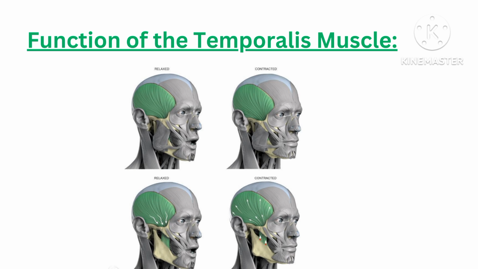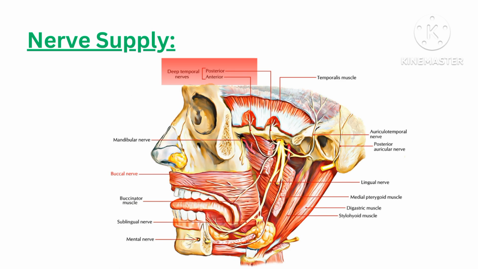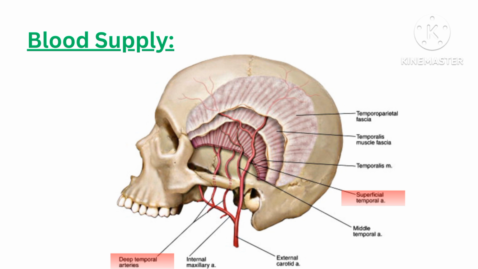The temporalis muscle assists in side-to-side or lateral movement, thus helping in grinding food with molars. The temporalis muscle is innervated by the deep temporal nerves, which are branches of the mandibular nerve, a division of the trigeminal nerve, cranial nerve 5. The temporalis muscle receives its blood supply from deep temporal arteries, which are branches of the maxillary artery, a major blood supplier to the deep structures of the face. Temporalis is also supplied by the superficial temporal artery, which supplies the superficial part of the muscle.